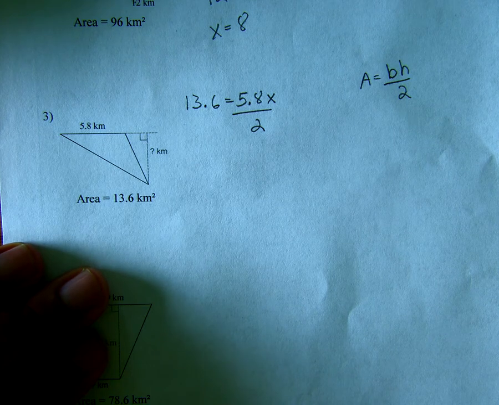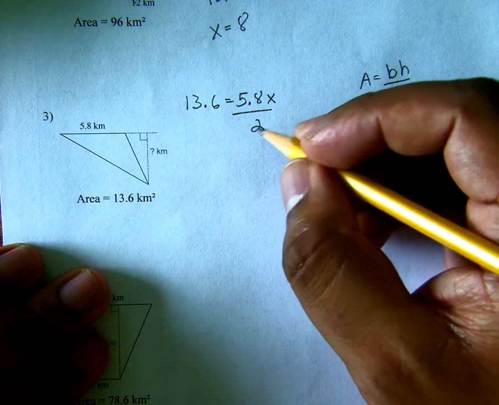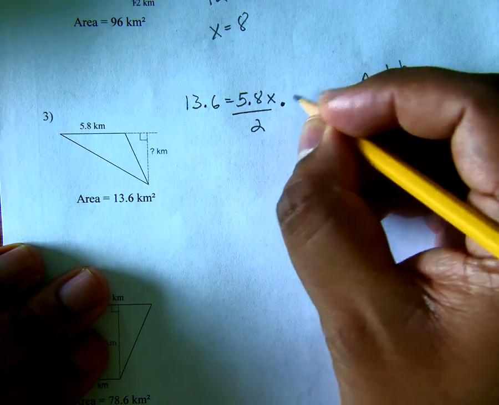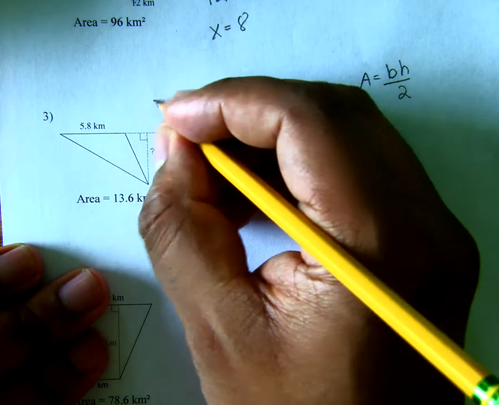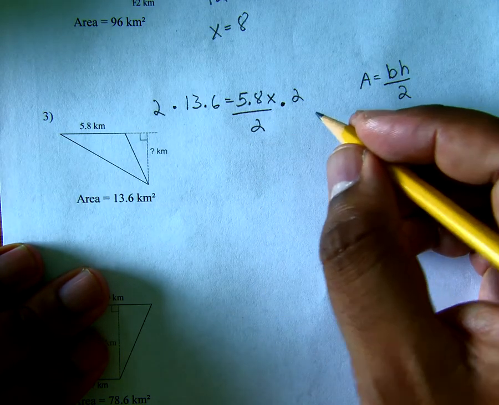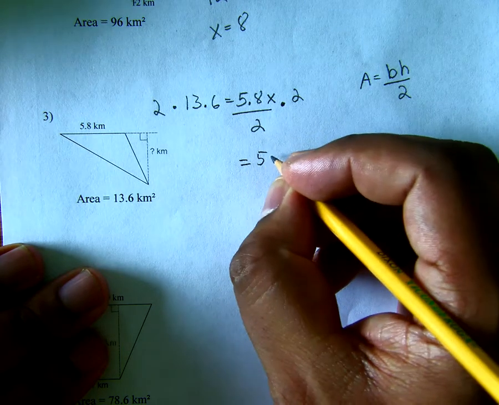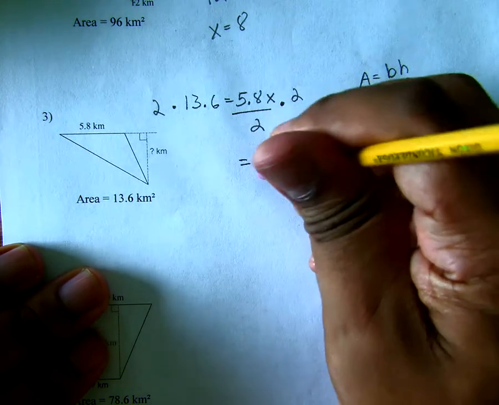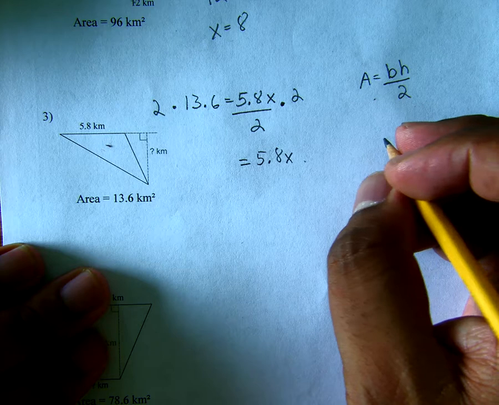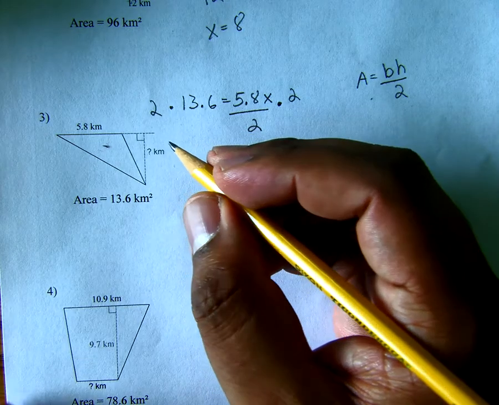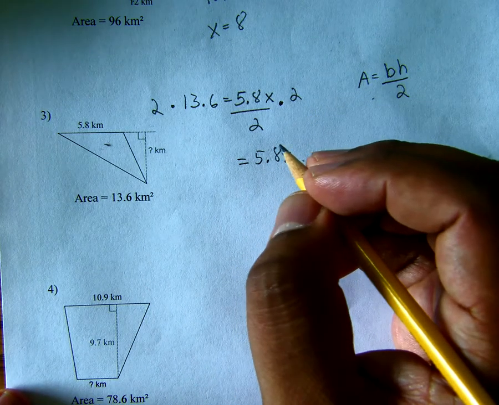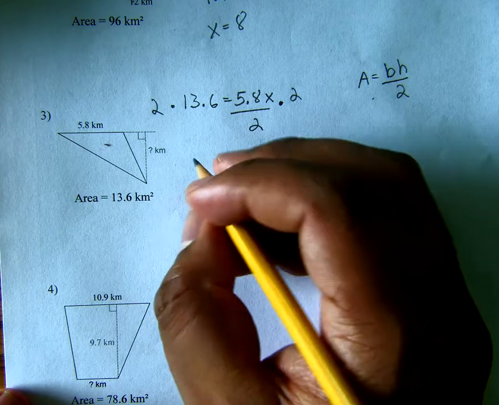Okay, so again, we want to do inverse operation here. So since we have this divided by 2, what we want to do is the opposite of that, which is multiply by 2 on both sides. And here the 2s will eliminate, turn to 1 here. And that will give me 5.8x here. And on this side, I have 13.6 times 2, and that's going to be 27.2.